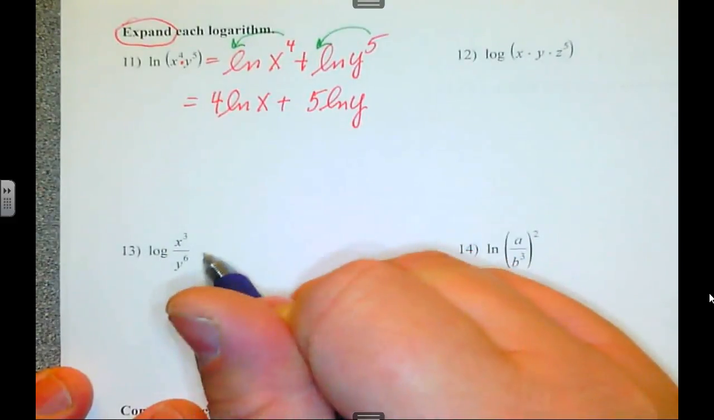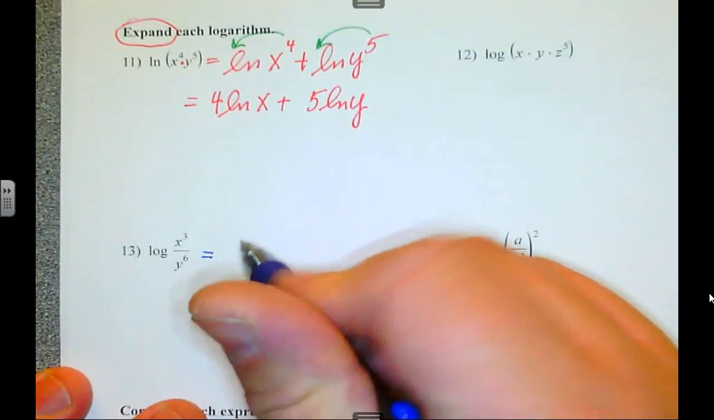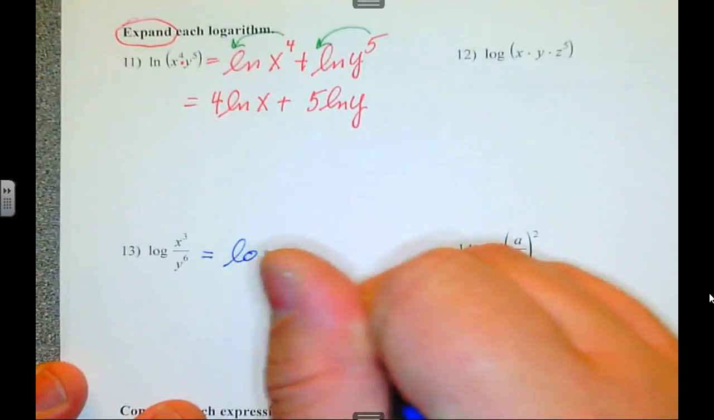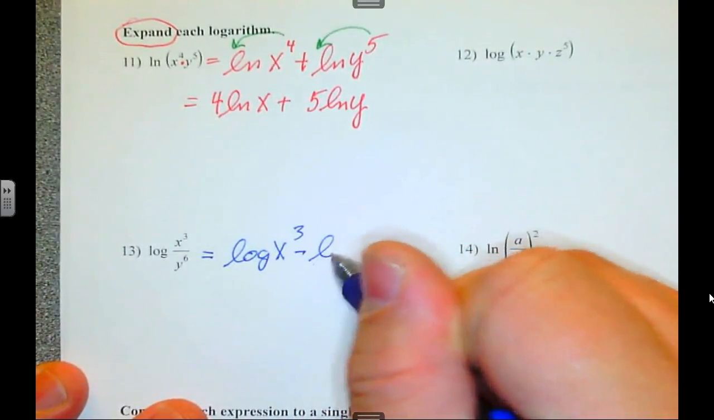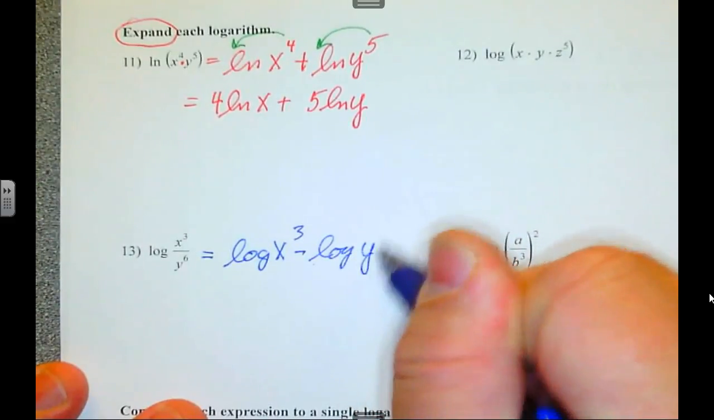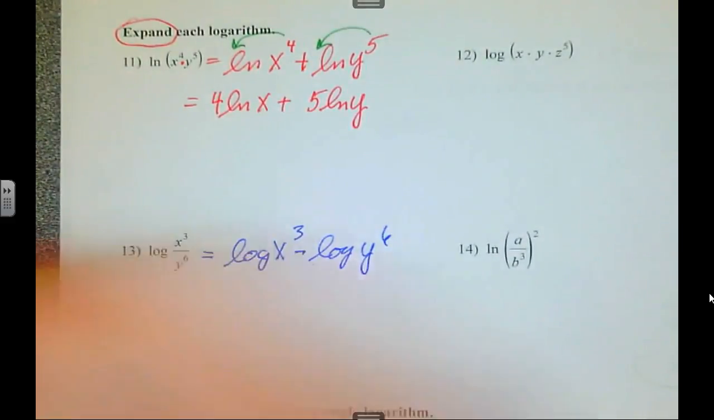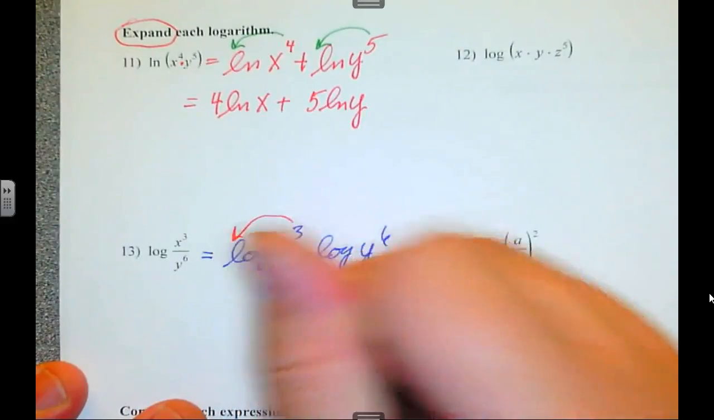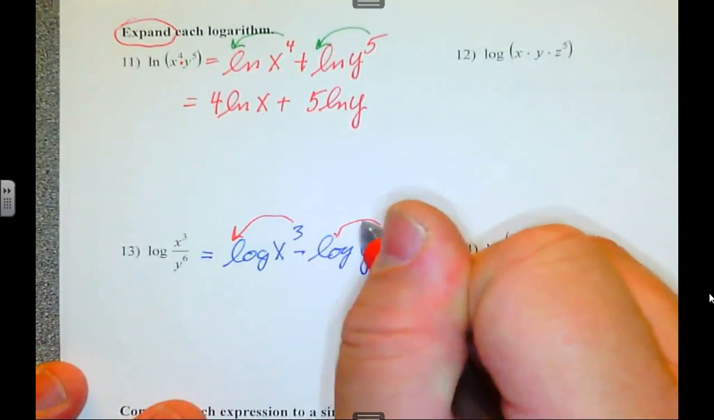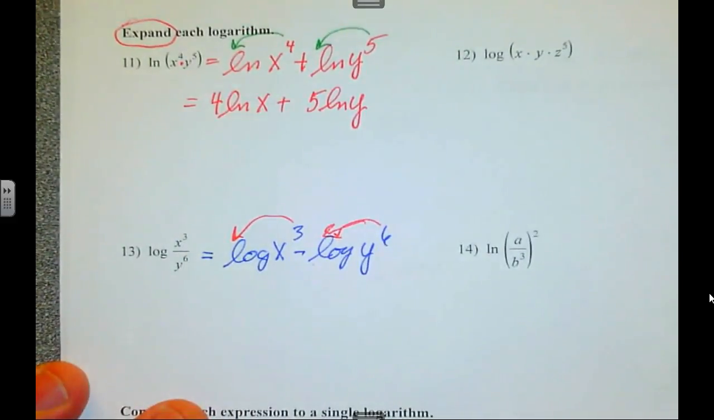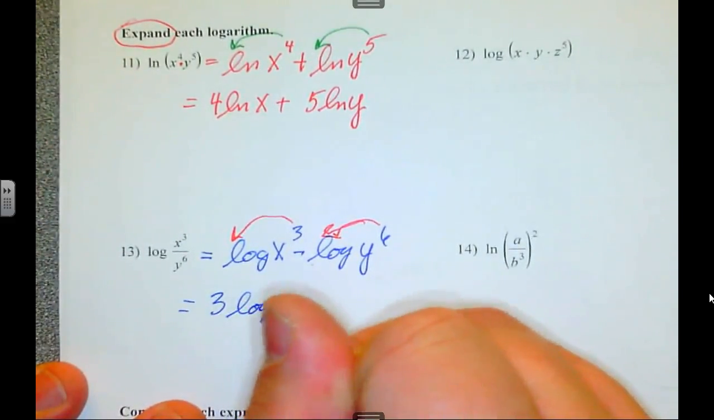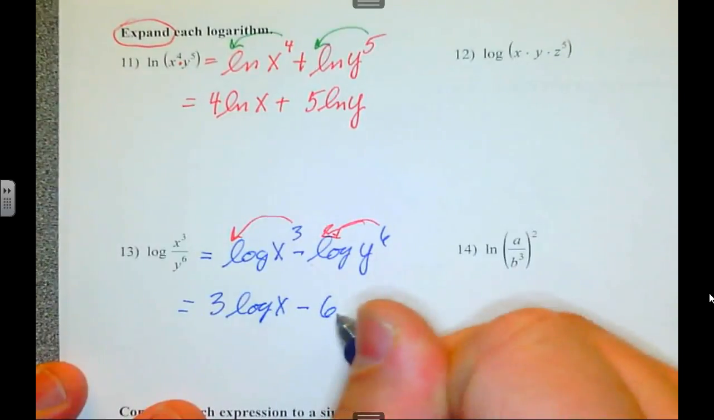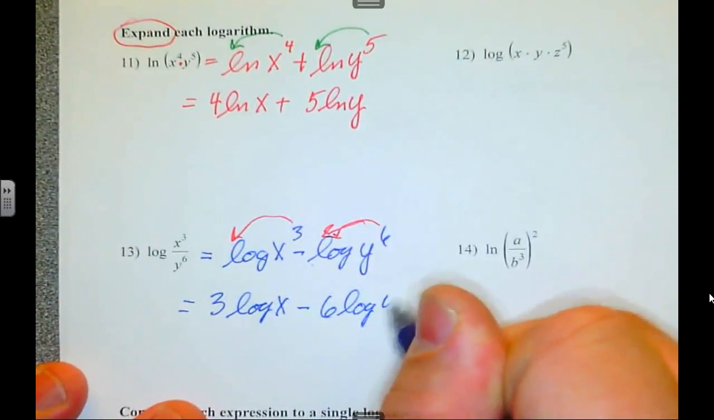Okay, I have division. Quotient property says use subtraction. So I have log x cubed minus log y to the 6th. Then I can use my power property, bring those exponents out in front. 3 log x, 6 log y.